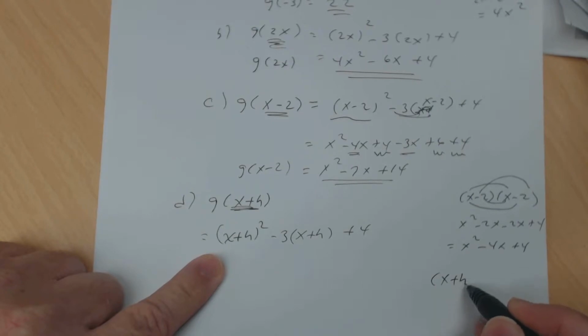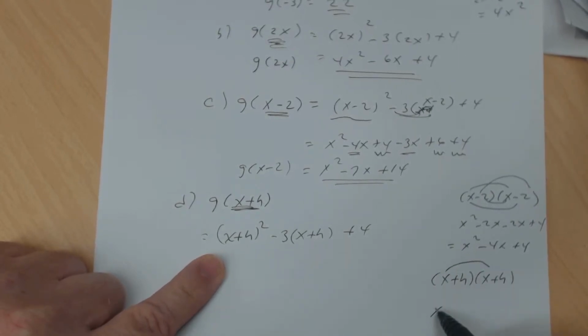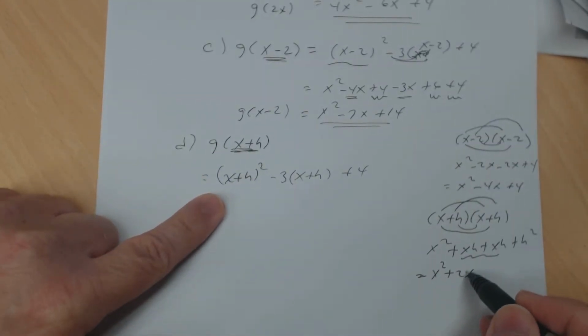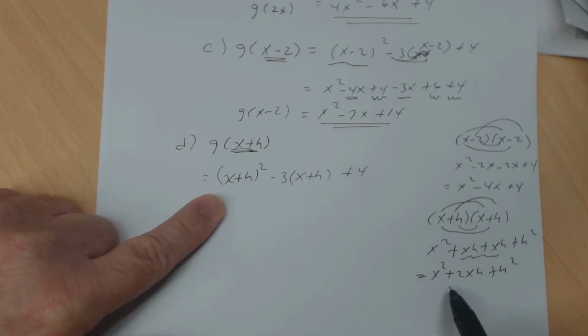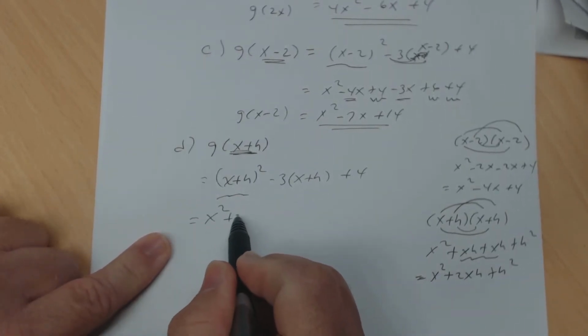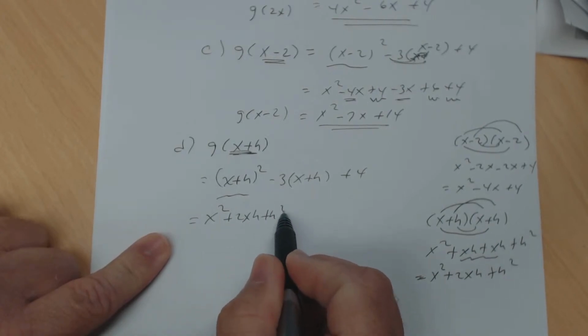So it's x plus h times x plus h. So we've got to use the FOIL method. x times x is x squared. The outer x times h is xh. The inner h times x is also another xh. And the last, h times h, is h squared. Combine like terms, I get x squared, and xh plus an xh is 2xh, and then plus h squared. So that goes here. So this is x squared plus 2xh plus h squared.